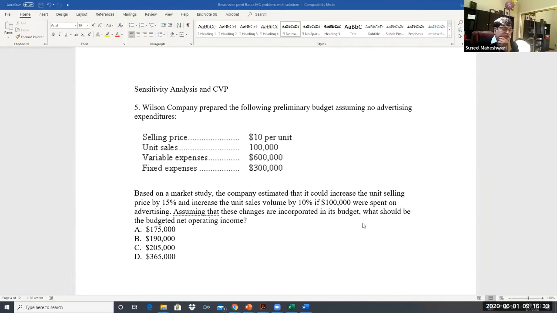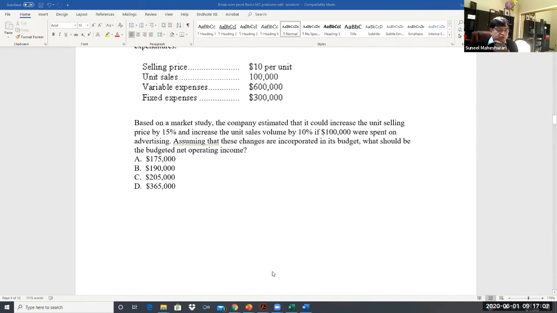Okay, it says that the selling price is $10 per unit. Your unit sales is given, variable expenses are given. The question is, it could increase the unit selling price by 15%. So you can increase the 10 to 10 multiplied by 1.15 and increase the unit volume sales by 10% if $100,000 were spent. So you can increase this sales volume as well as the price. What would be the budgeted net operating income?